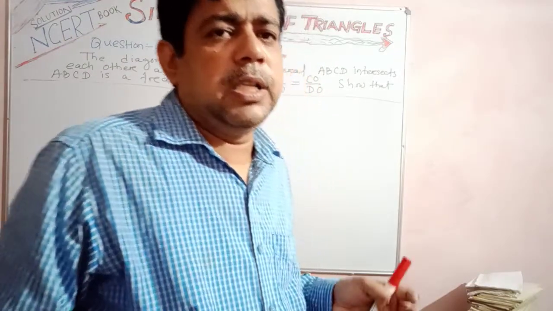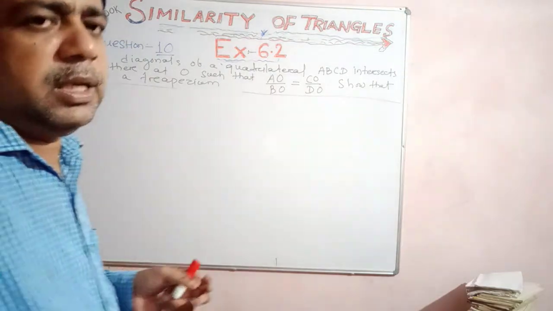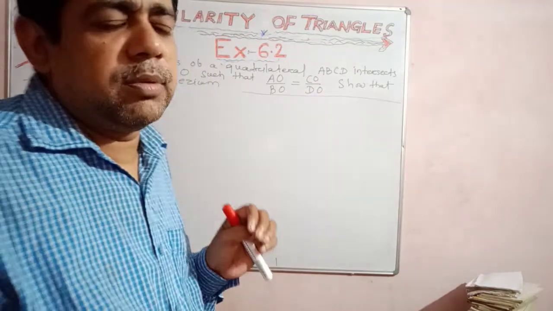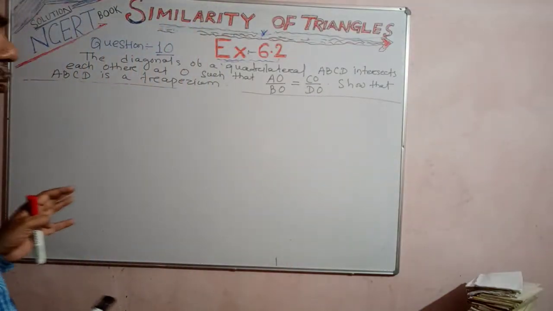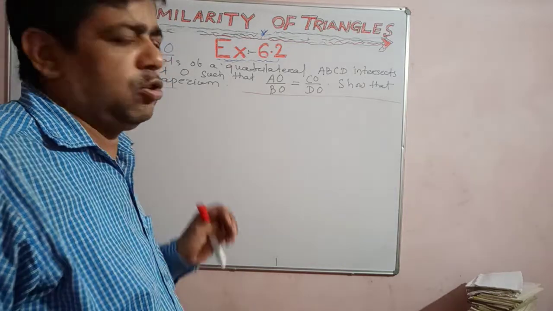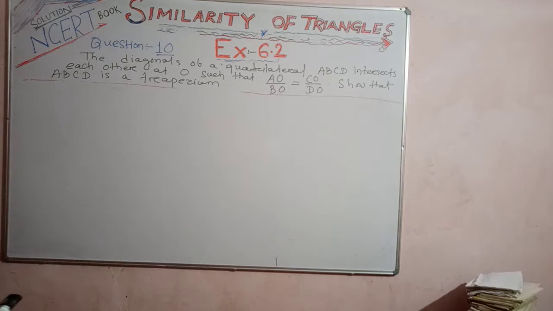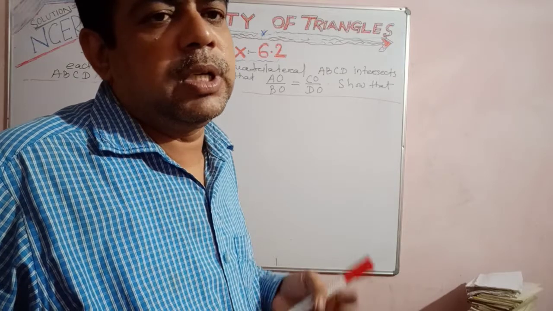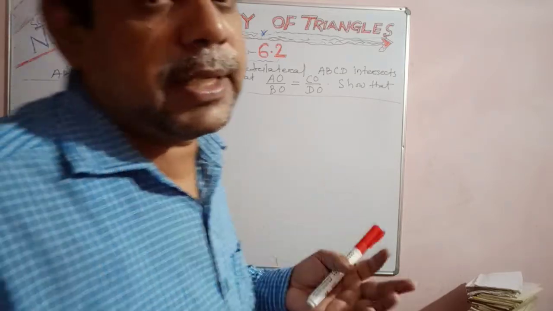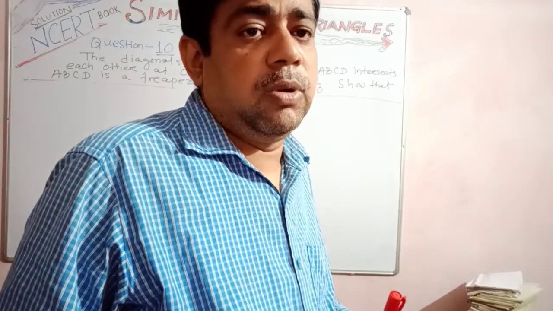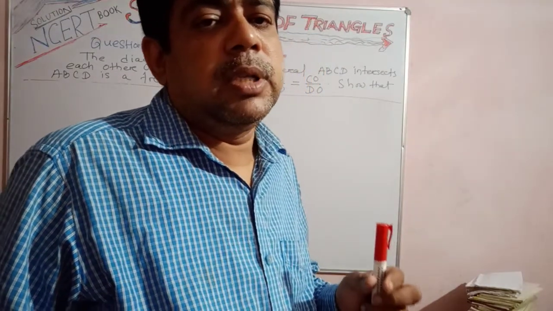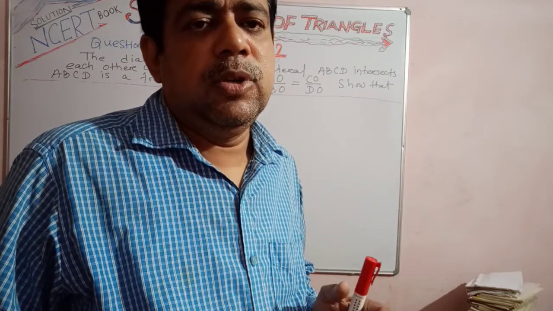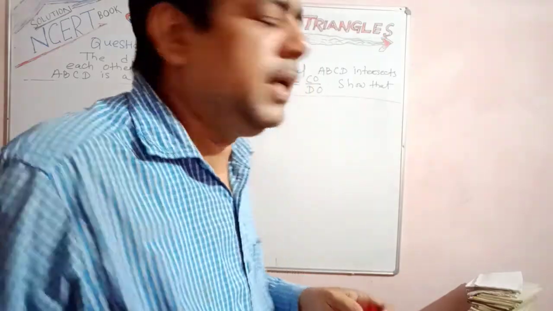In this question it is given that ABCD is a quadrilateral and the diagonals of the quadrilateral ABCD intersect each other at the point O, and AO by BO is equal to CO by DO, so that ABCD is a trapezium. So students, it is given that it is a quadrilateral, we have to prove it is a trapezium, so we have to draw the diagram according to the given part. We have to draw the diagram accordingly, so our diagram should look like a trapezium.